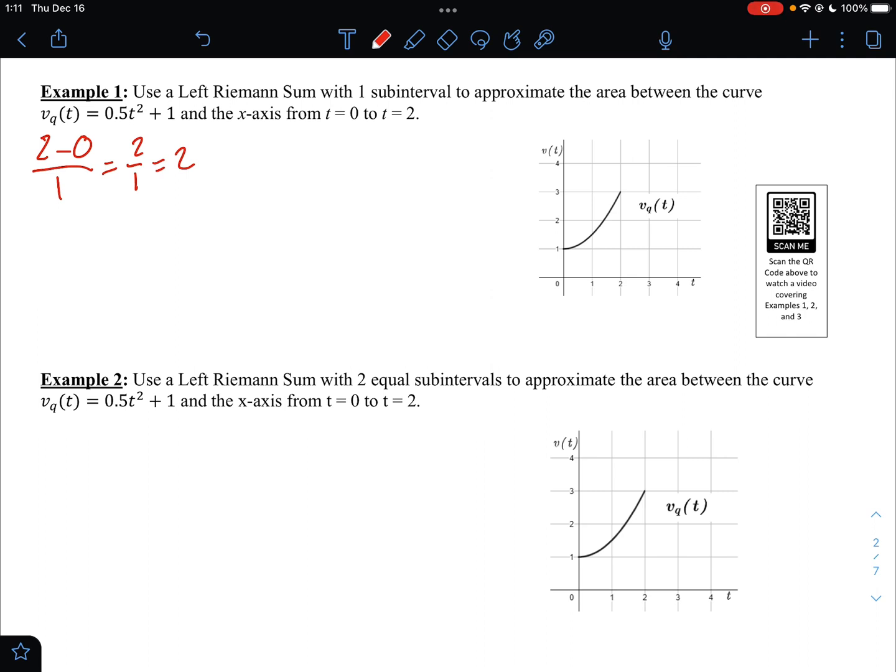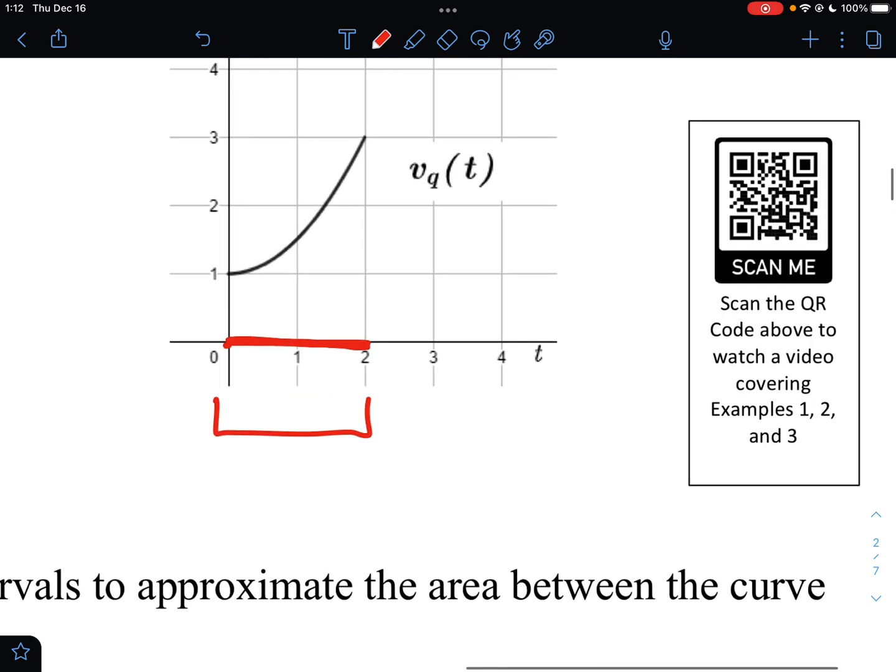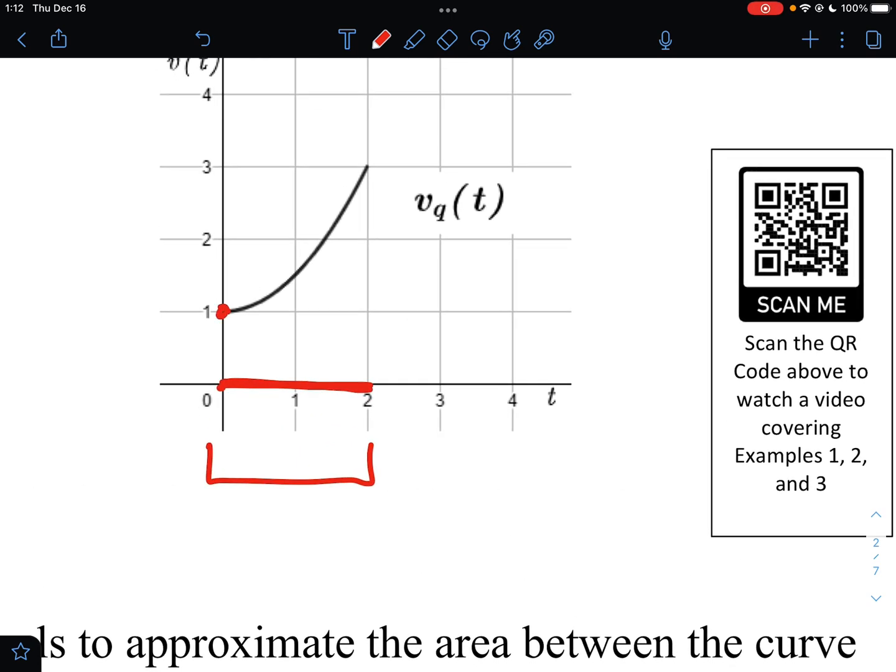For the height, we're going to use the leftmost height of the rectangle. So the rectangle is going to be this length. And how do we know the height of it? It's going to be the leftmost height of that rectangle, which is this height. That's the leftmost height that we see there. So now that we've drawn a rectangle, we estimate this area.